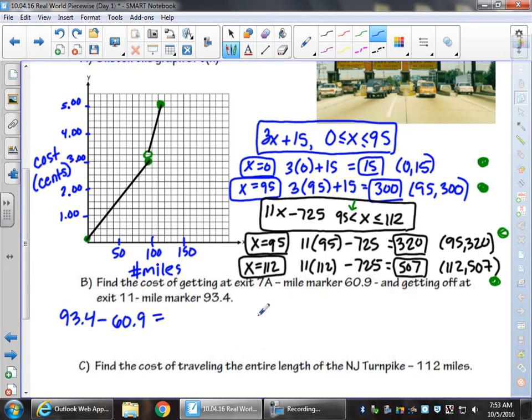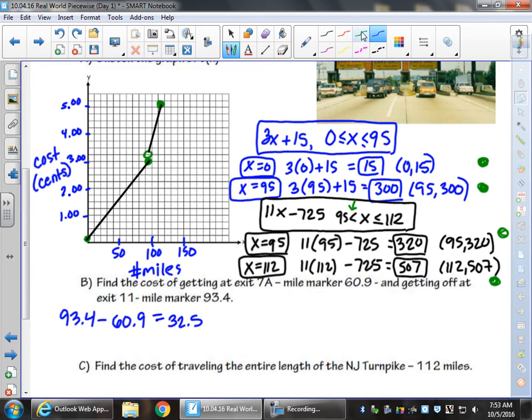Let's find out how far you drove from that exit to that exit. What was it? She got 32.5. Who else got 32.5? Awesome. So now that I know how far I've driven, where do I fall in my restriction? We fall into the first one, between 0 and 95.